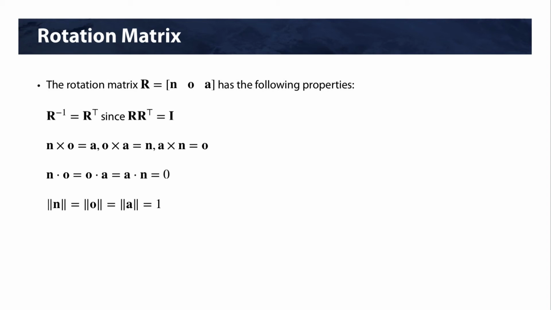So it's an orthogonal matrix, and it's also what we call an orthonormal matrix. So R is an orthonormal matrix, which means all its columns are orthogonal to each other, and each column is a unit vector. And in fact, because R inverse is equal to R transpose, each row in that case is also a unit vector.